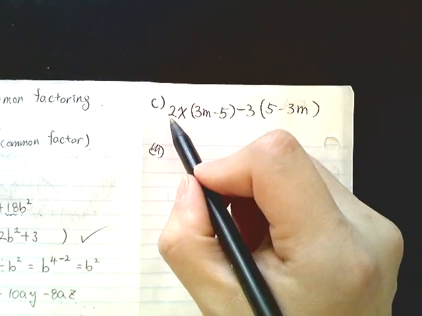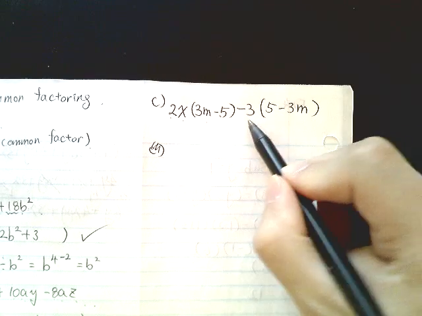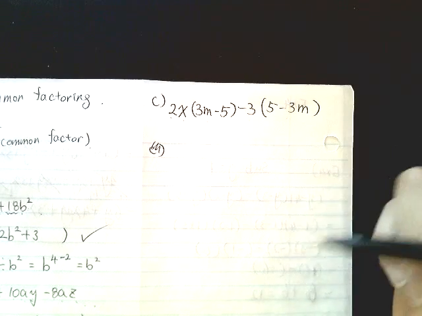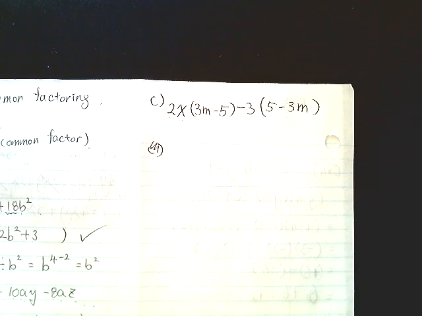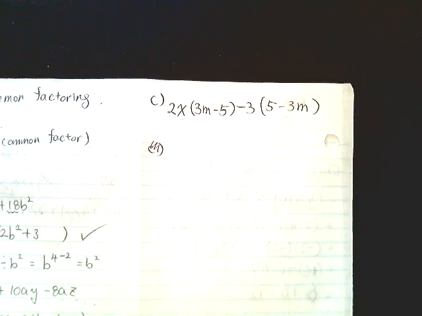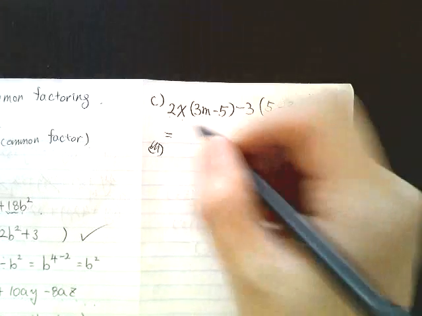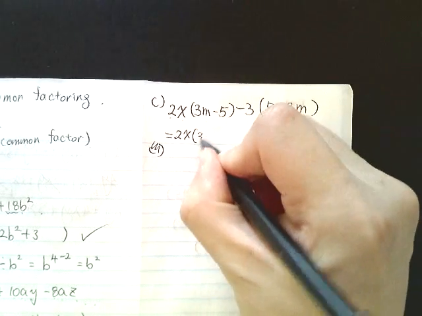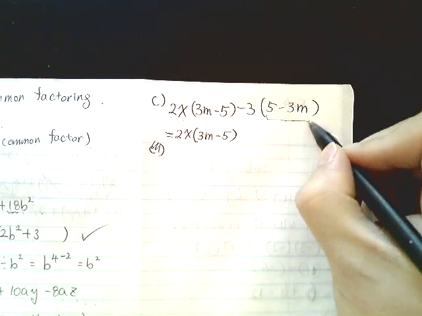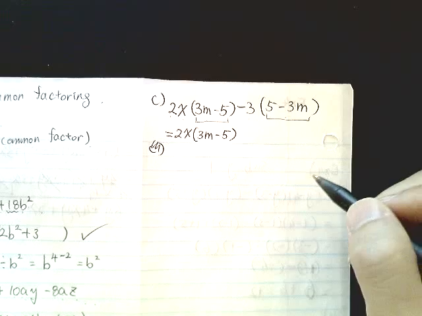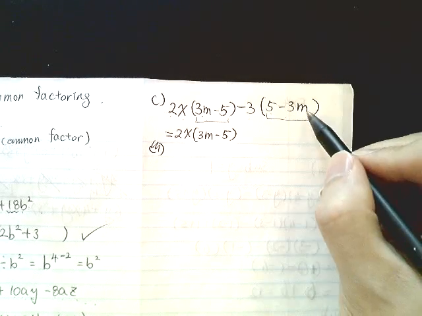Why? Take a look. I have 2x(3m minus 5) minus 3(5 minus 3m). There is no common factor, it looks like. However, we can make something so that they look somehow the same way. So let's take a look. We have 2x(3m minus 5). Now take a look at the inside of the brackets. As you probably can see already, I have 3m minus 5. I have 5 minus 3m.